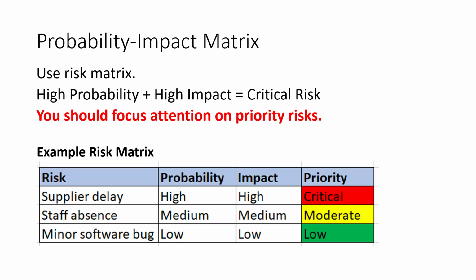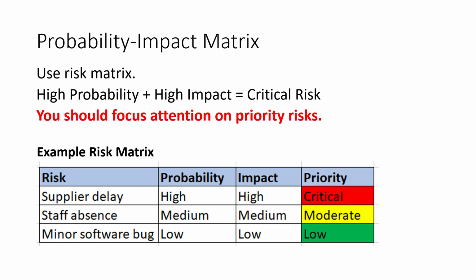The second example is staff absence. It has medium probability and medium impact, so it is considered a moderate risk. This still requires monitoring and response preparations, but it may not be as urgent as a critical risk. The third example is a minor software bug. It has low probability and low impact, so it is considered a low priority risk. It may only require simple monitoring or basic contingency planning.